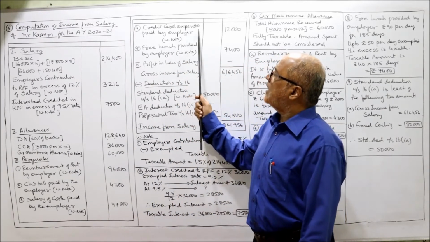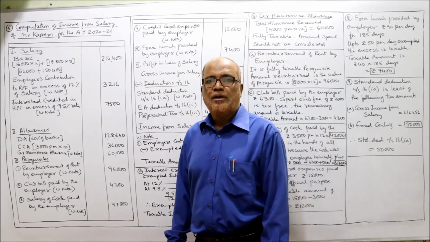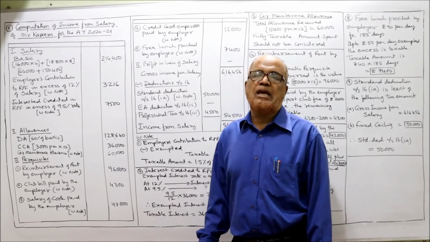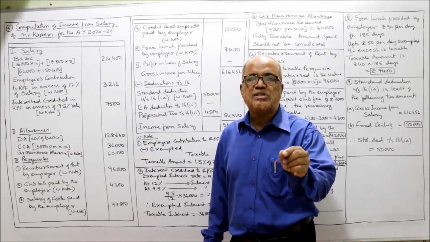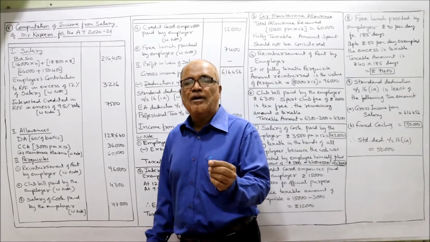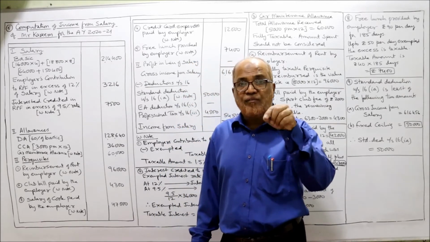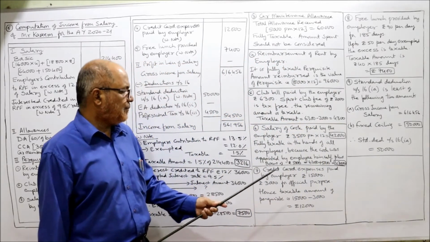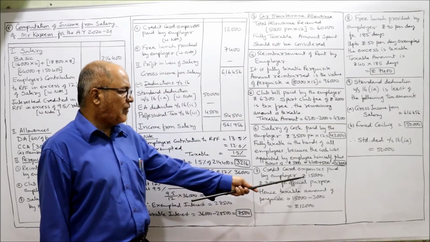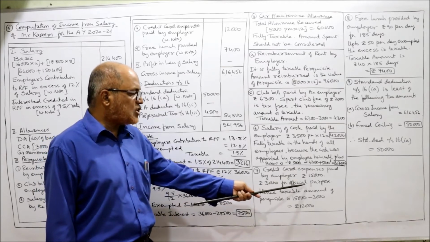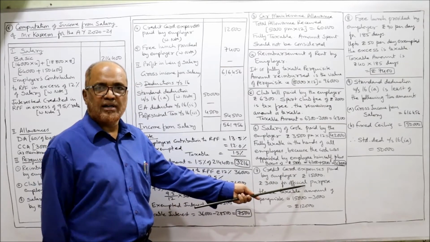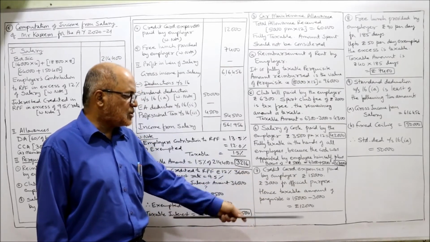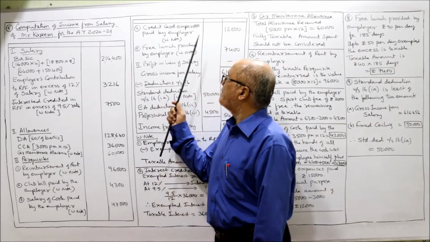Next one, credit card expenses paid by the employer. So credit card expenses paid or reimbursed by the employer is a taxable perquisite for specified employees. But if the credit card bill is paid for official purpose, it is not taxable. So here in the working note I have explained: credit card expense paid by the employer 15,000, rupees 3,000 for official purpose. Official purpose is not a taxable perquisite. So hence the taxable amount is 15,000 minus 3,000, 12,000 is the taxable amount.